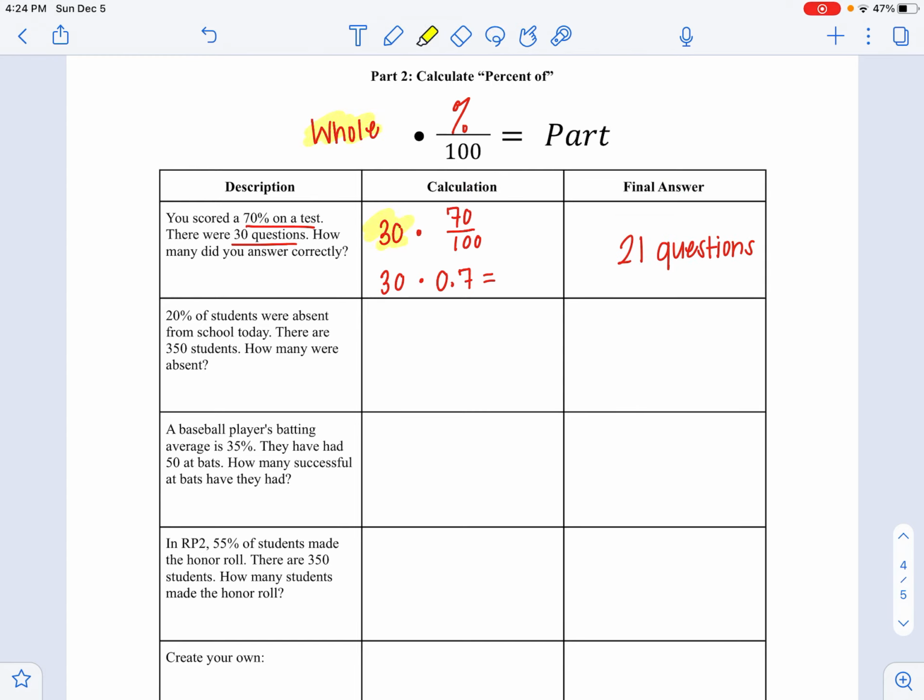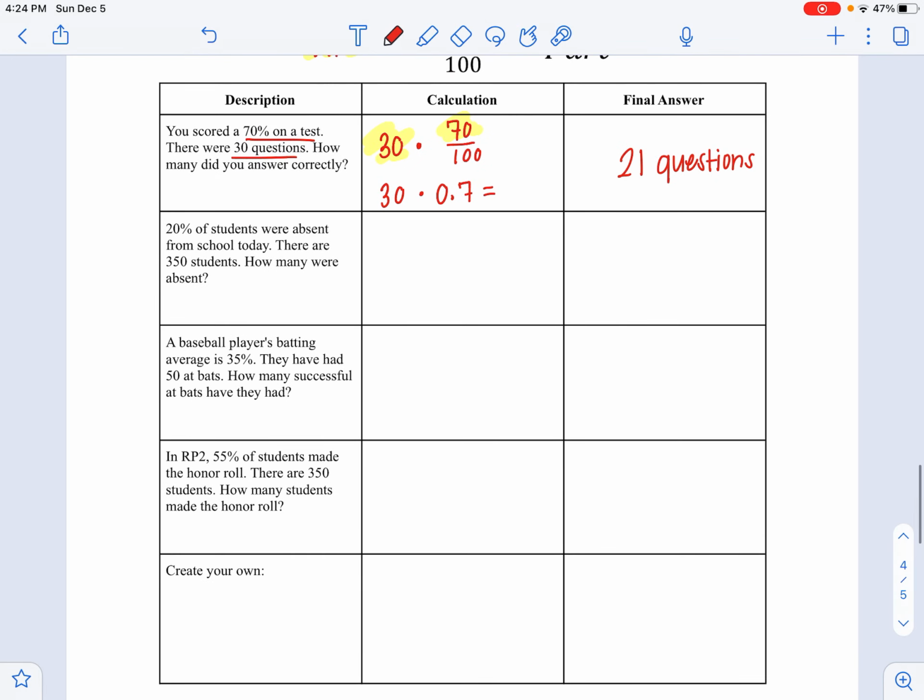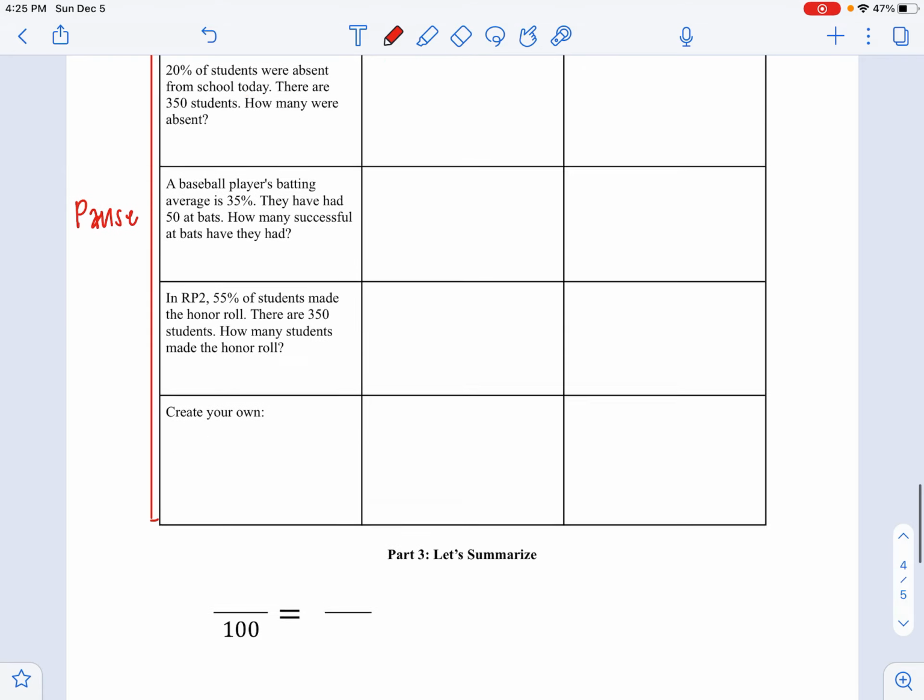And again, all I've done is follow the formula. My whole was 30, times my percent over 100 gives me my part, the number of questions I answered correctly. Go ahead and pause this video and answer the rest of this table. Okay, you should have filled out the rest of the table on your own.